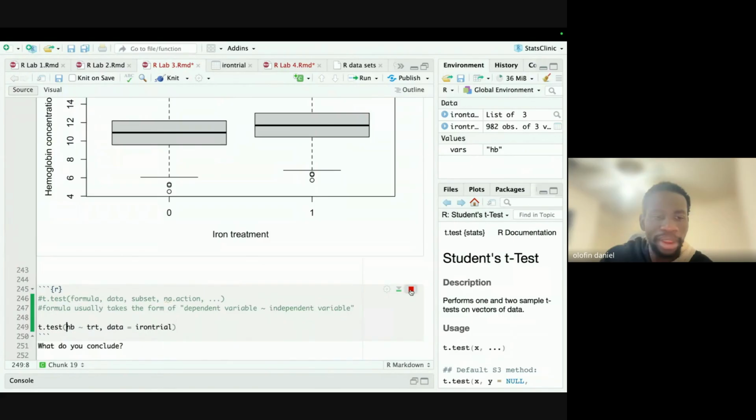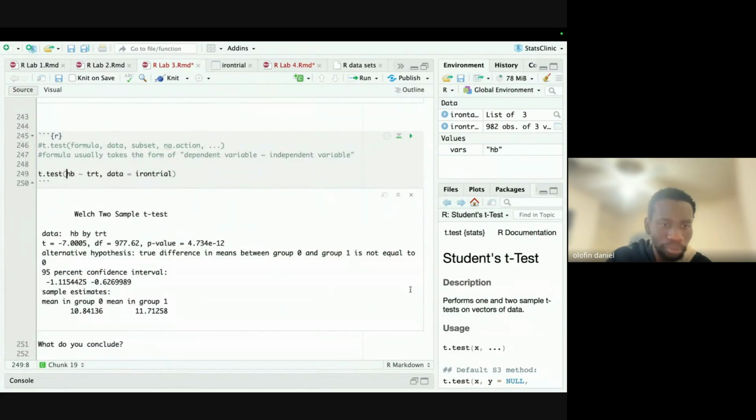So if you run this now, we are going to have a two-sample test, I think they call it Welch two-sample test. So we have the test value. This is the test value, it's negative 7.0005. This is the degree of freedom. Then we have the p-value that actually gives us the information we are looking for.